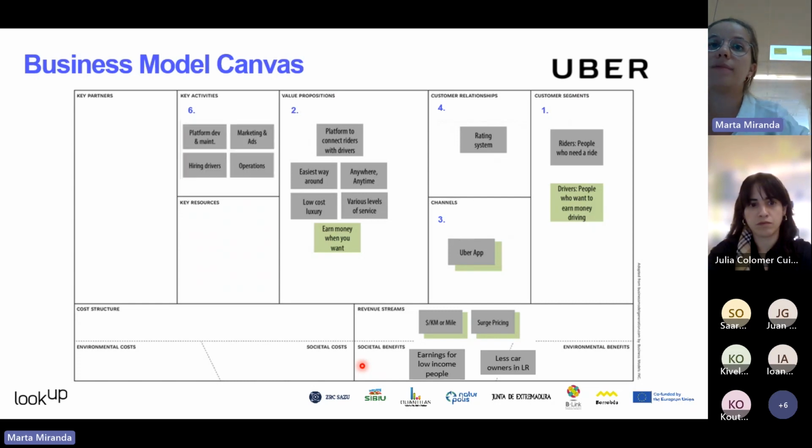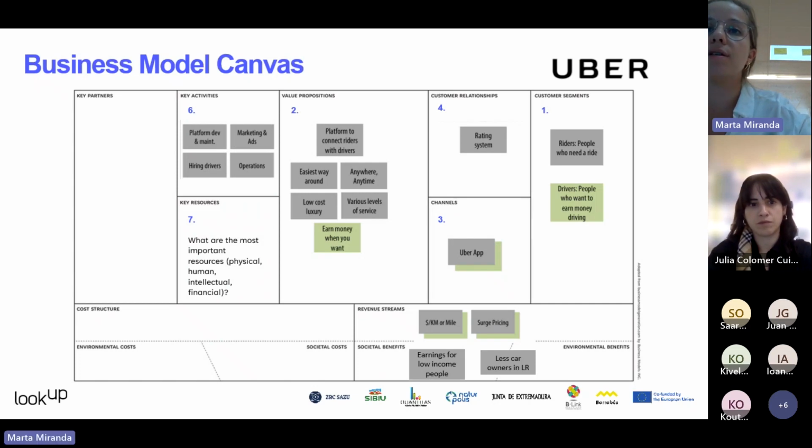For example, Uber, they need to maintain the platform. They need to do advertising and marketing. They need to hire drivers. They need to do normal operation activities. Then the seventh box that we're going to fill is key resources.